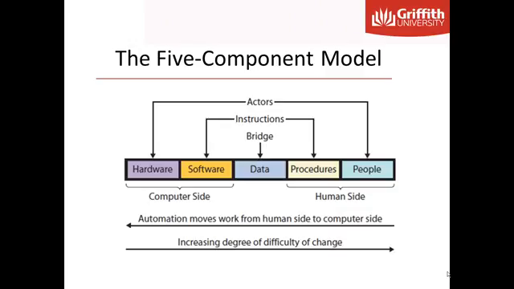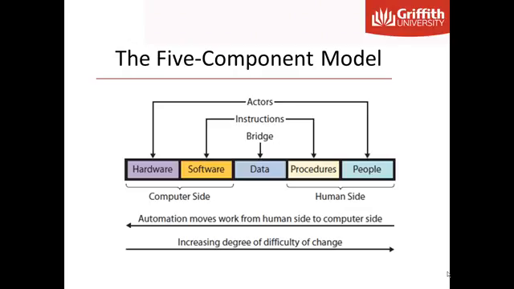The 5 components of the model are symmetrical. The endmost components, hardware and people, are actors that perform actions. The software and procedures components are sets of instructions. Software provides instructions for hardware. Procedures provide instructions for people.